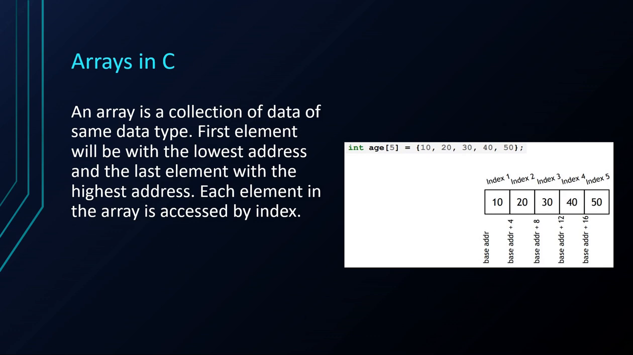Another important topic in C is arrays. An array is a collection of data of the same data type. The first element will be at the lowest address and the last element will have the highest address. Each element in the array is accessed by index.